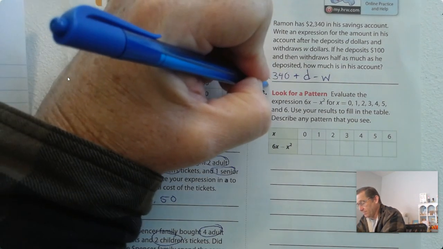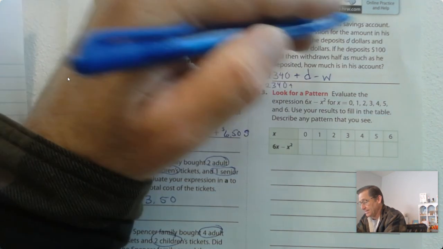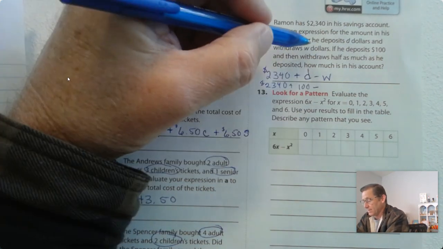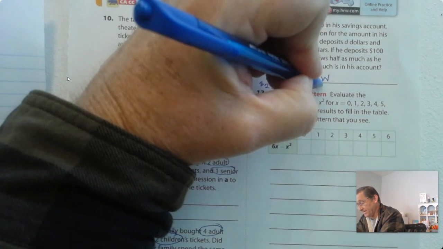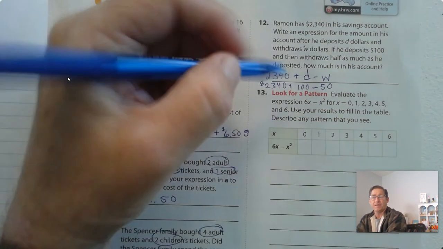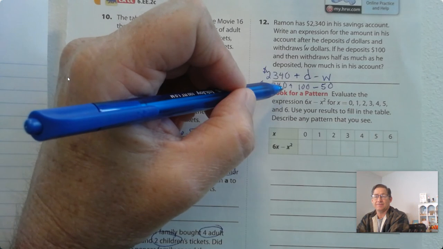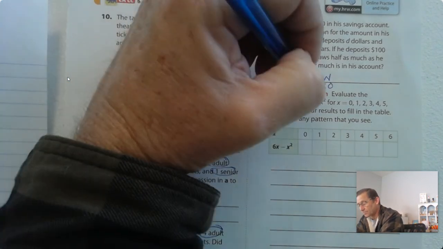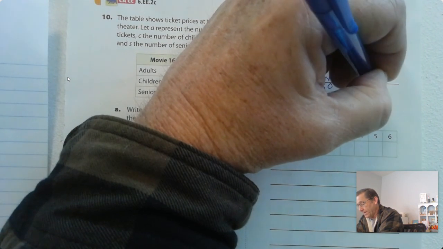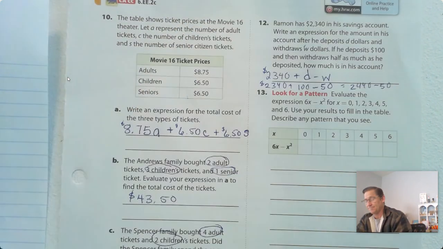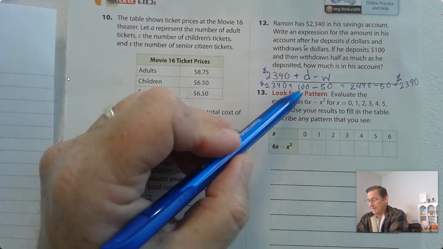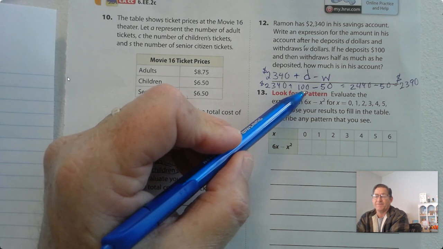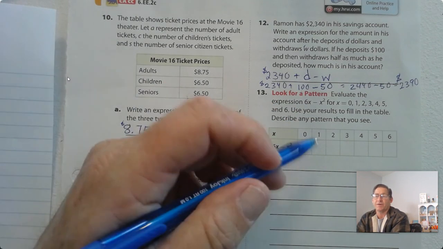So now let's substitute based on the criteria of the problem. D is 100. W, he withdrew half as much as he deposited. Well, half as much is 50. All right, so we have addition and subtraction. So we're going to add and then subtract, just going left to right. So we have 2440 minus 50. So we're going to get 2390, which makes sense. If he's withdrawing half of that, he's really only putting in $50. So 2340 plus 50, 2390.